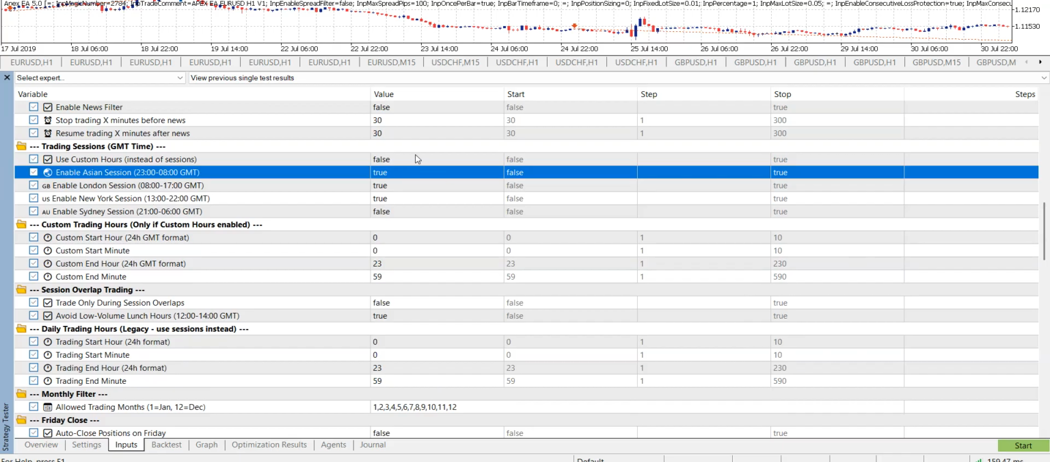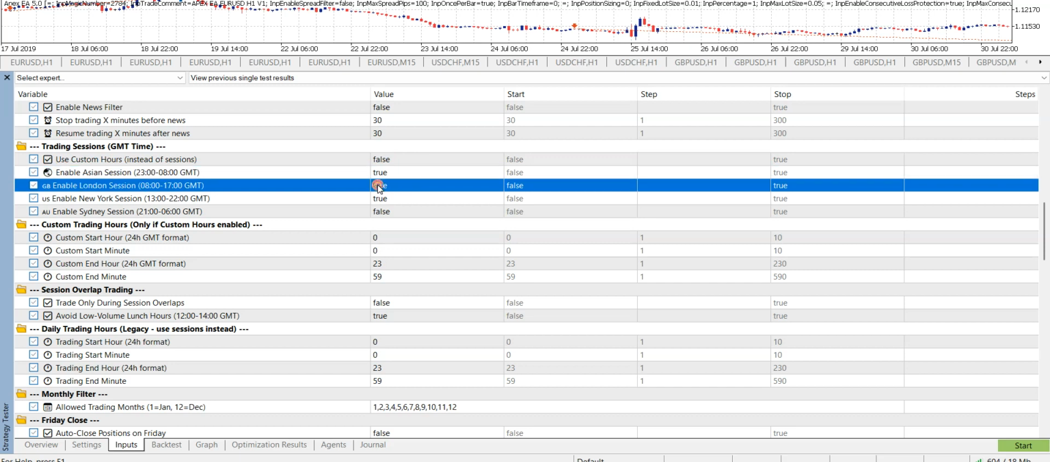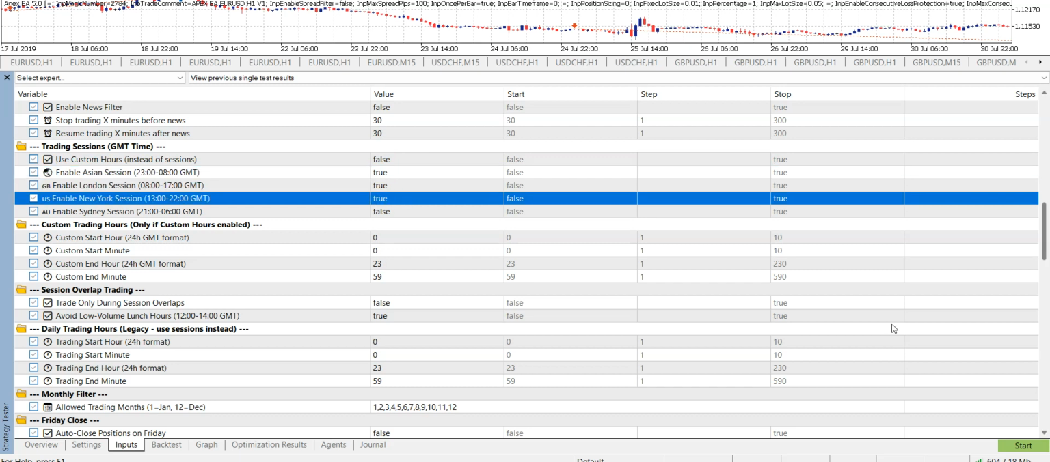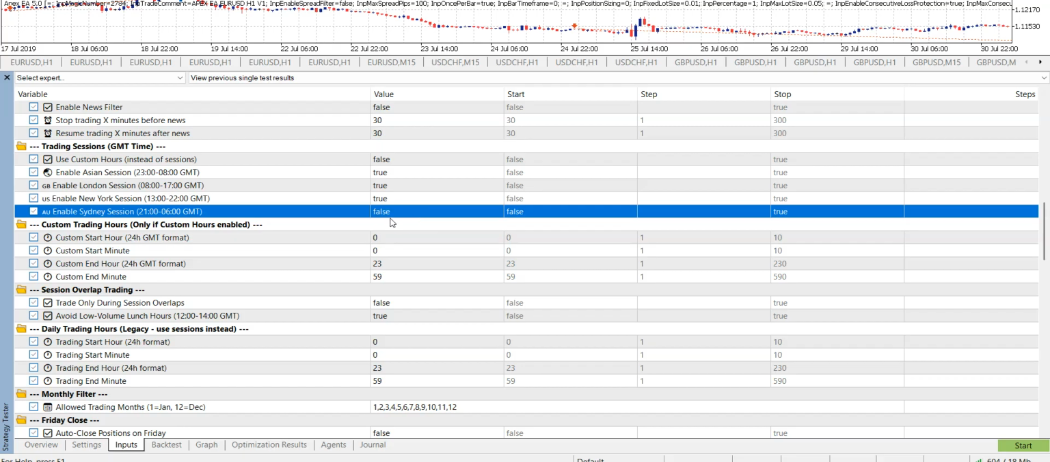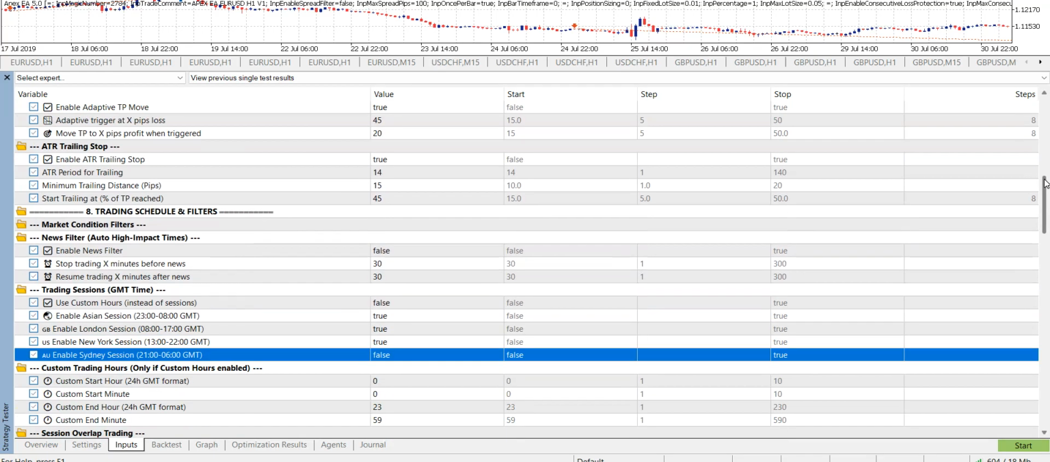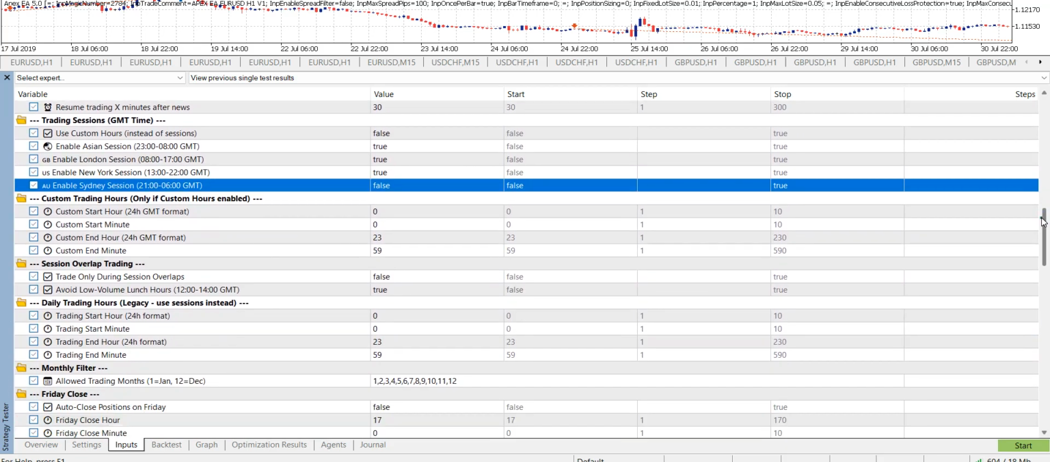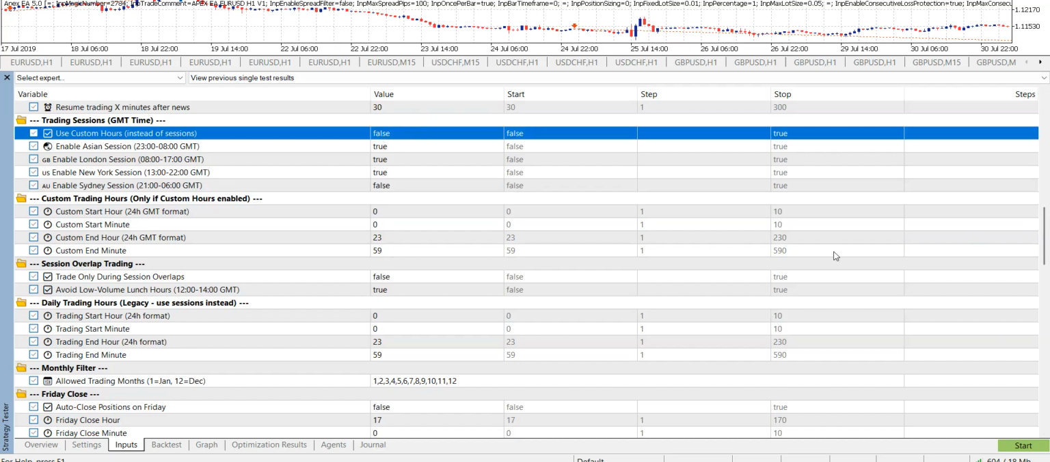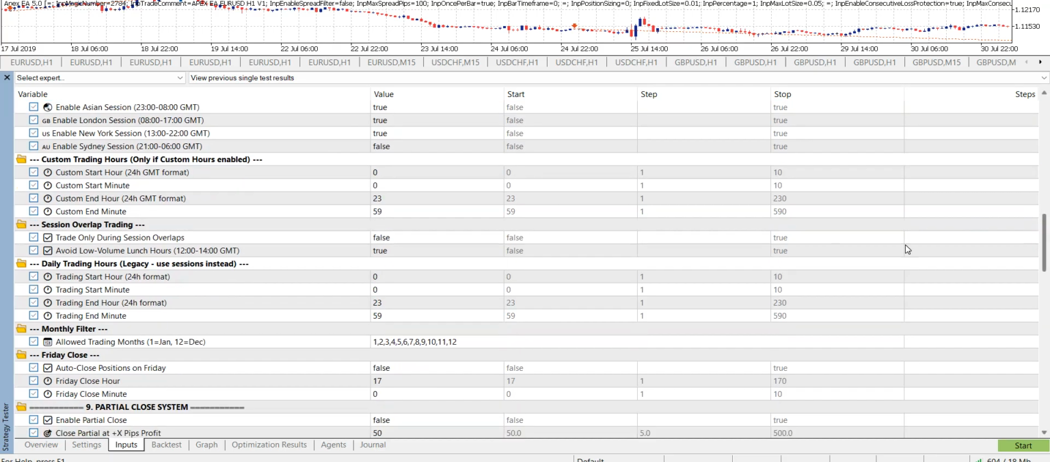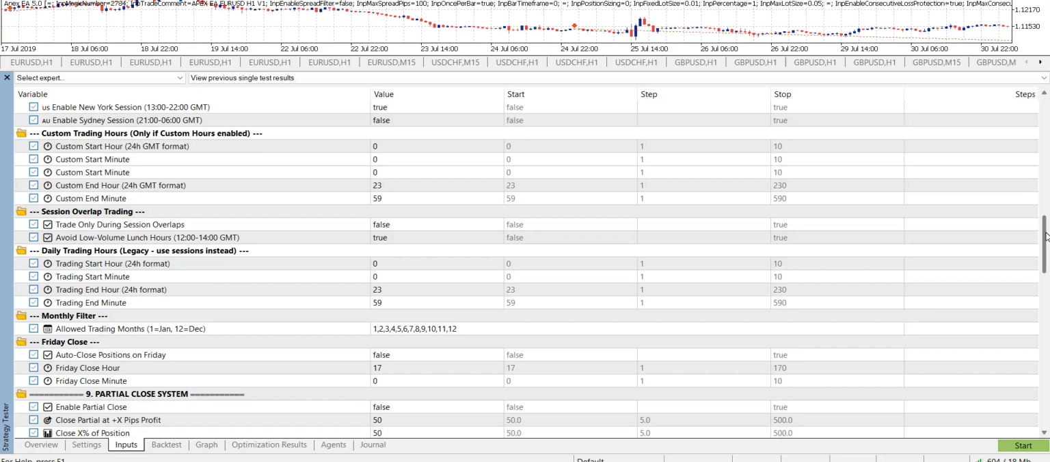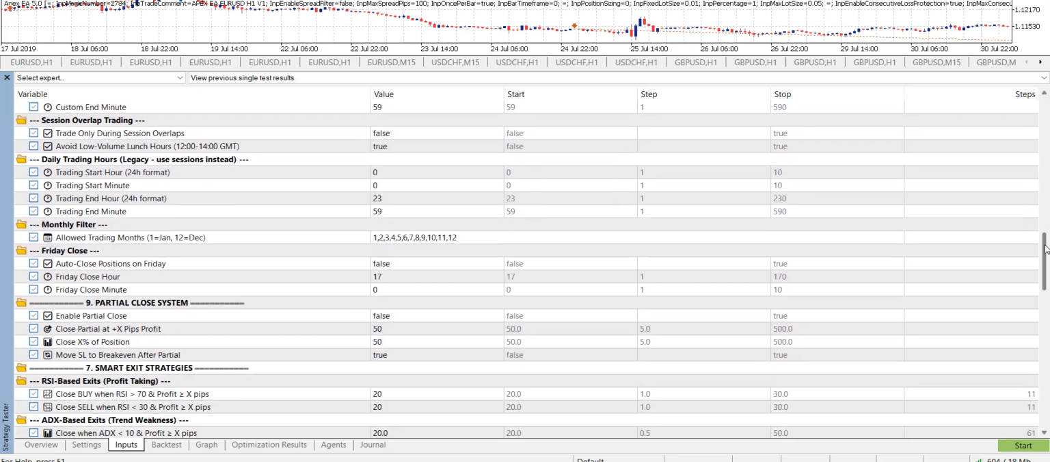So you can set true or false the sessions, basically, like Asian session, London session, New York session. It's all true. I am not using the Sydney session currently, but you can use it. So the EA can only trade in those sessions, which is pretty good. You can use custom hours instead of sessions if you want. Here are the custom hours, but I am now not using that. I am using the session based one.